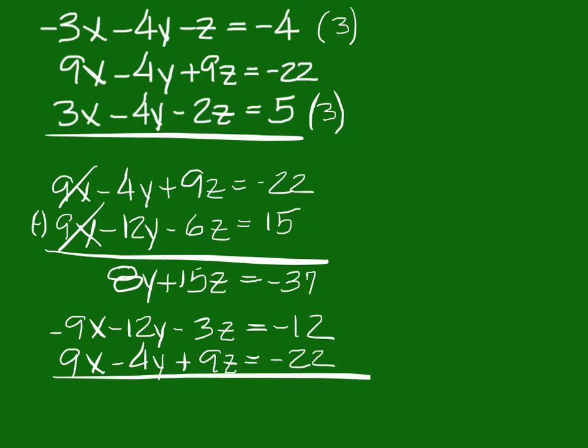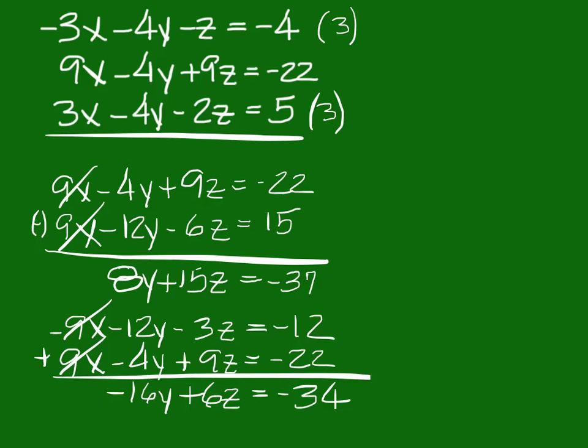We have a negative 9 and a positive 9. What's the operation we use? Addition. So if we add them together, they cancel out. Negative 12 plus a negative 4 is negative 16. And then we'll have negative 3 plus 9 is a positive 6. And negative 12 plus negative 22 is a negative 34. That one you need to hold, and we're going to take that to the next screen. Negative 16y plus 6z equals negative 34.